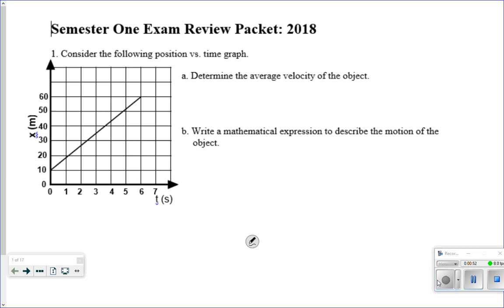So let's get going. Number one here is a position time graph. Notice I have x in meters over here, and you can tell that I have a nice linear relationship here. The key thing that you need to remember about these graphs is that the slope is the velocity. The slope of a velocity time graph is acceleration. The slope of a position time graph is velocity, and this is a constant slope. It's going up evenly, which tells me I have a constant velocity.